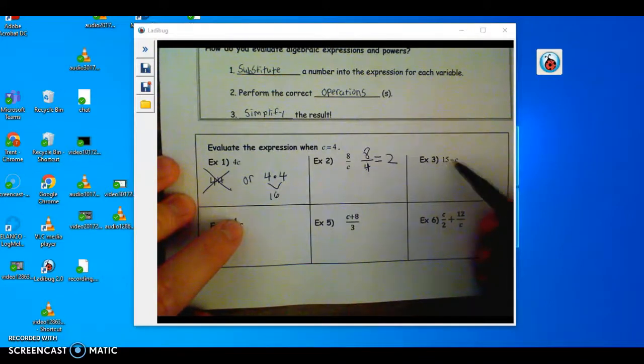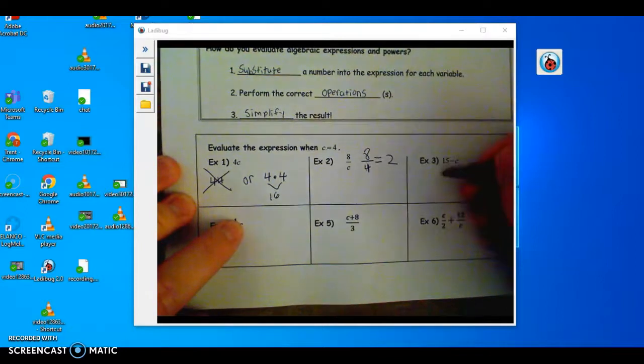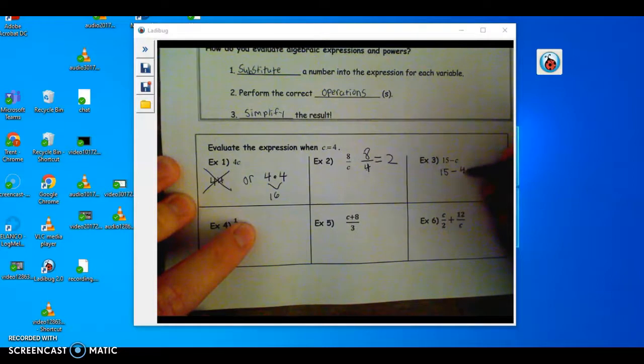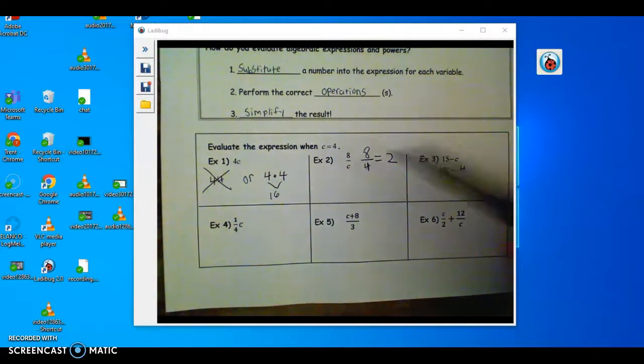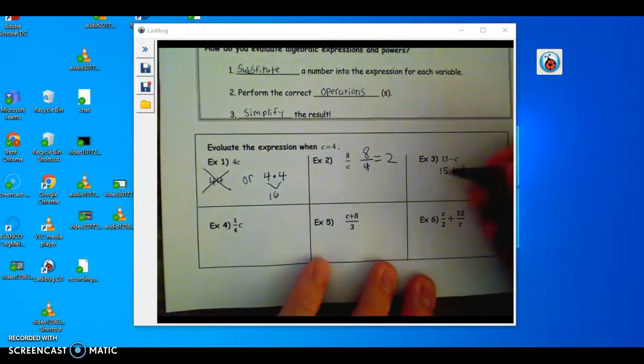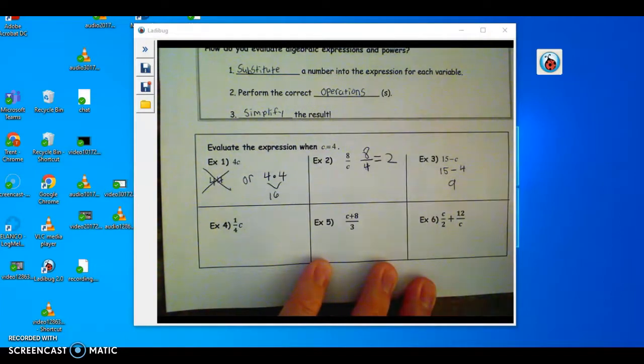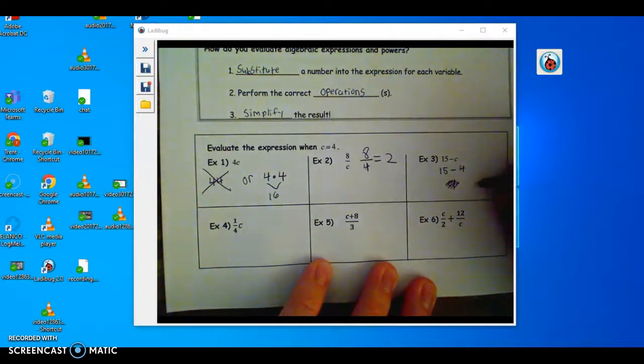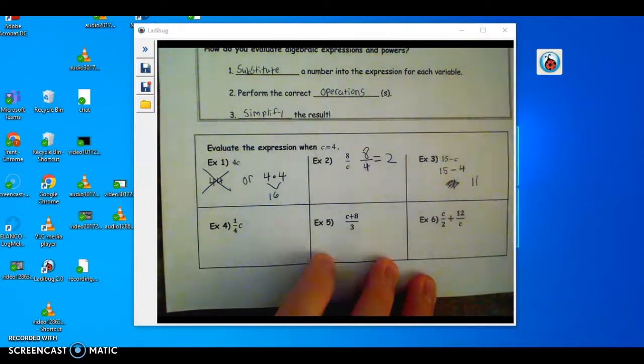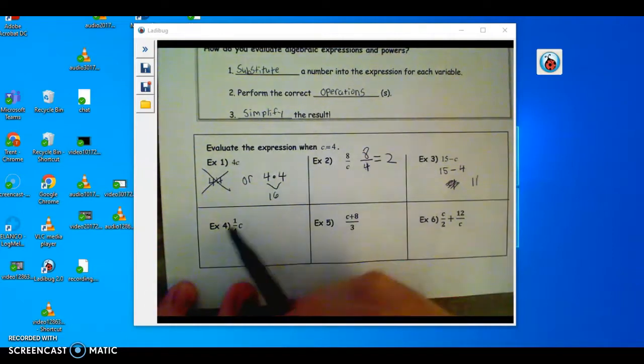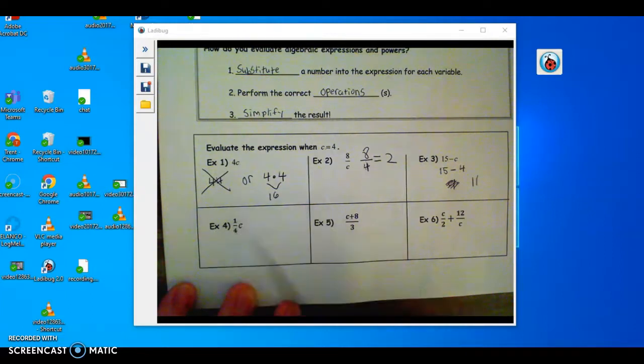Example 3, 15 minus c. Now we have 15 minus 4, because we use 4 instead of c. We're using c equals 4 for all these questions. 15 minus 4 is positive 9. No, it's not. I don't feel like we're starting this silly mental math. It is 11. I hope I caught you there. It is 11. Oh, silly Mr. Reaper.